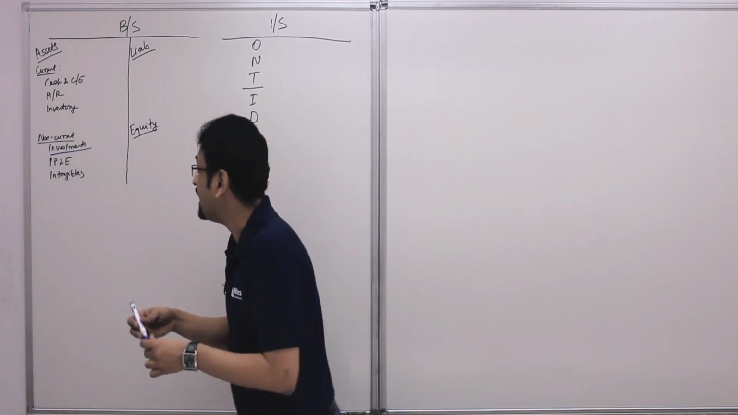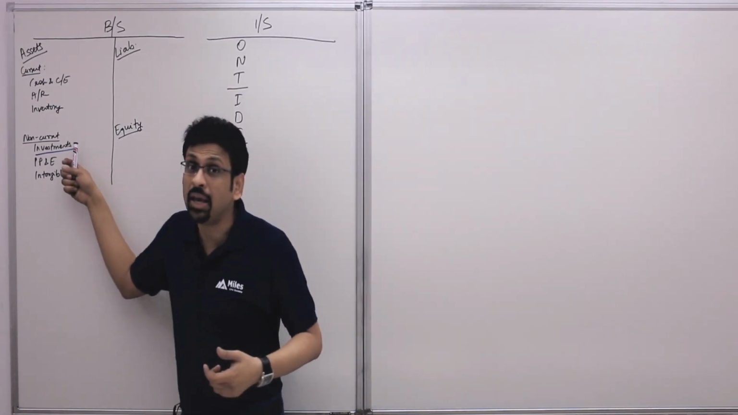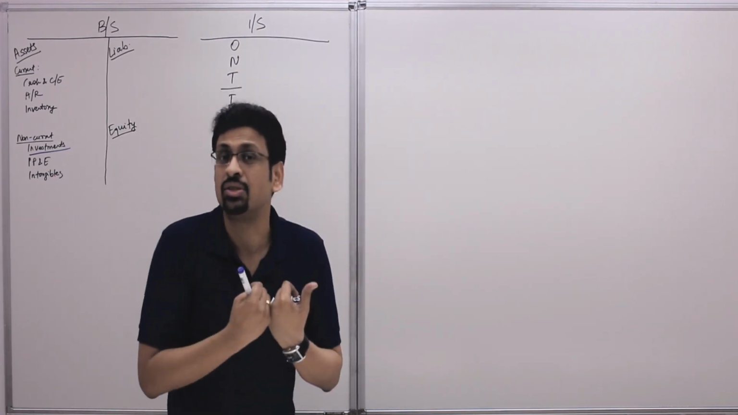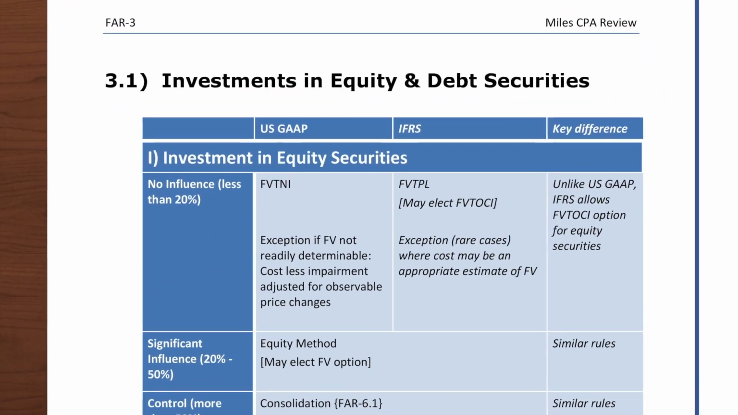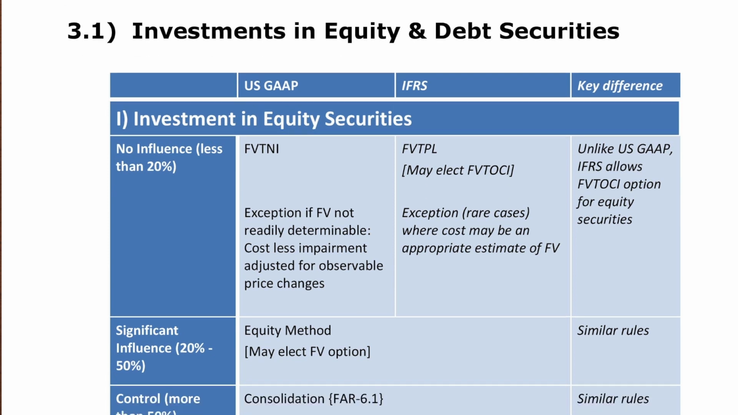So guys, as you can understand, investments, that's in other entities. When we talk about PP&E, intangibles, that's like investments in ourselves. In FAR 3.1, let's get to page 2, where we look at investments. We'll start with investment in equity securities and then we look at investment in debt securities.